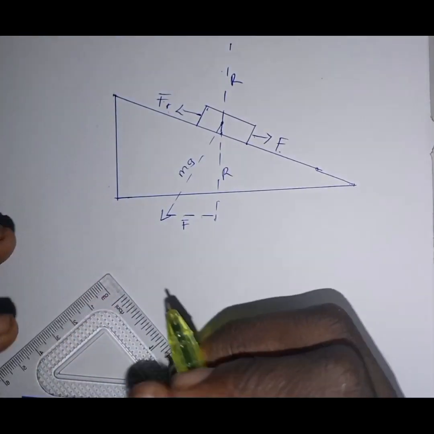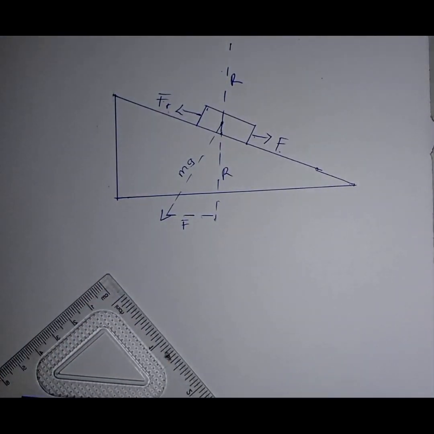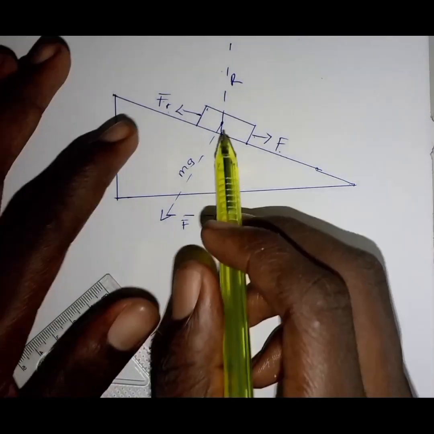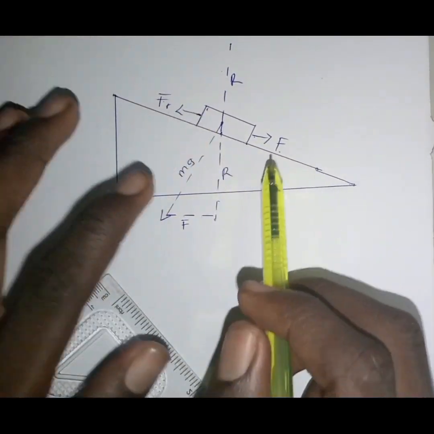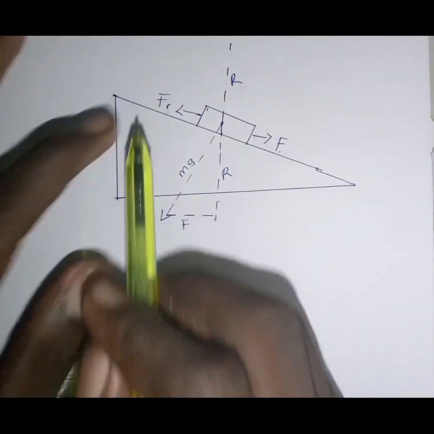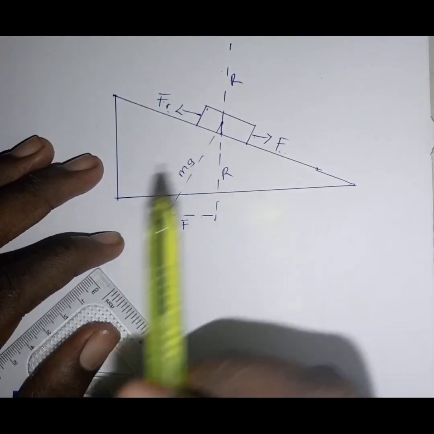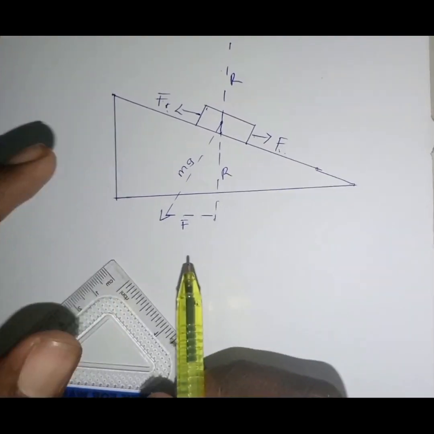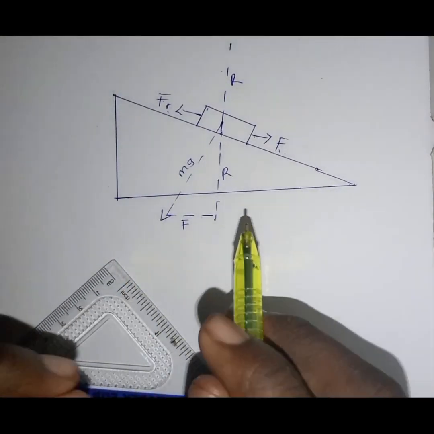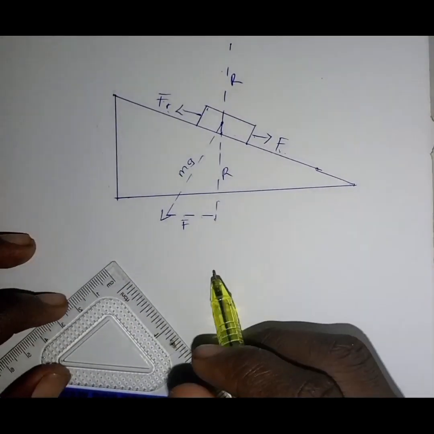Are we together? Now there's also an analogy you have to take note of. If the body is at rest, the force is equal to the friction. That is why the body is not moving. But if the body is in motion, the force is more than the friction. That is why the body is moving on an inclined plane.